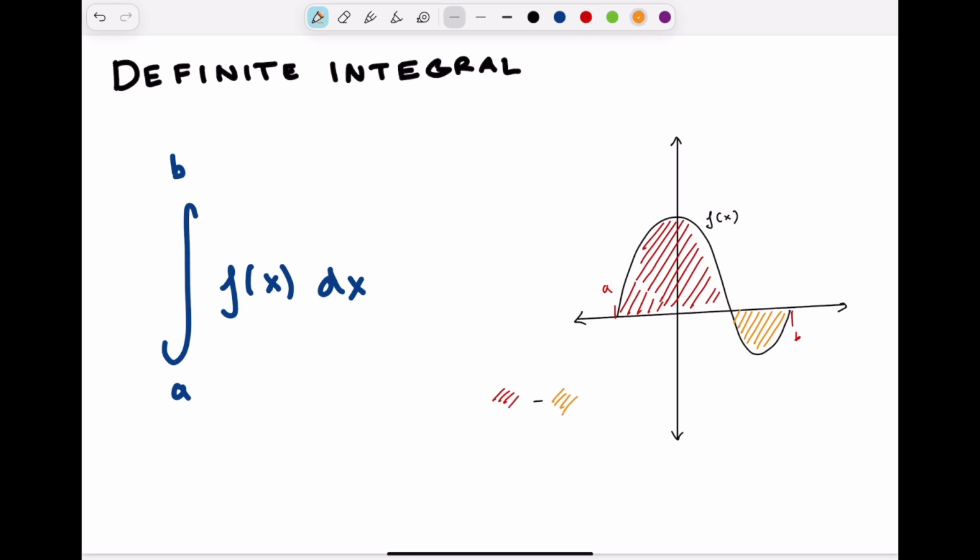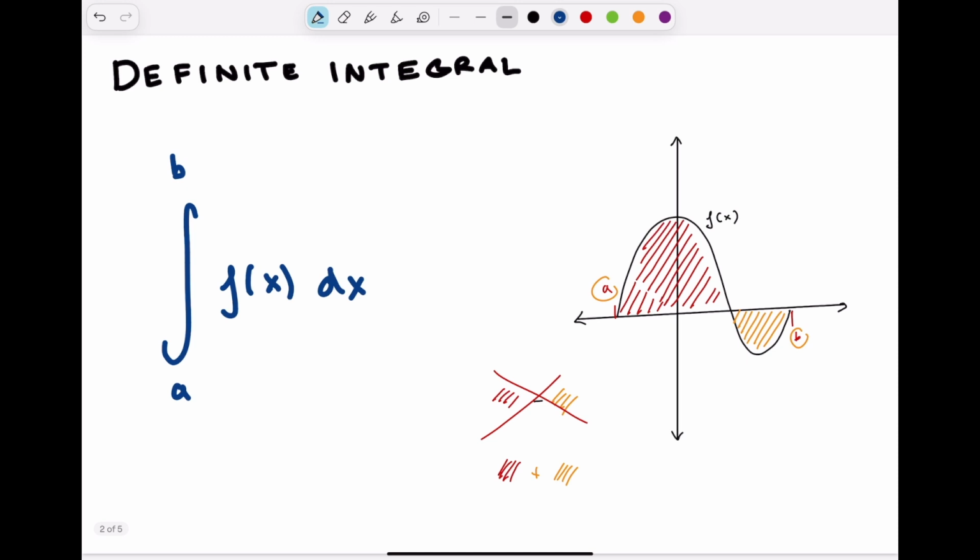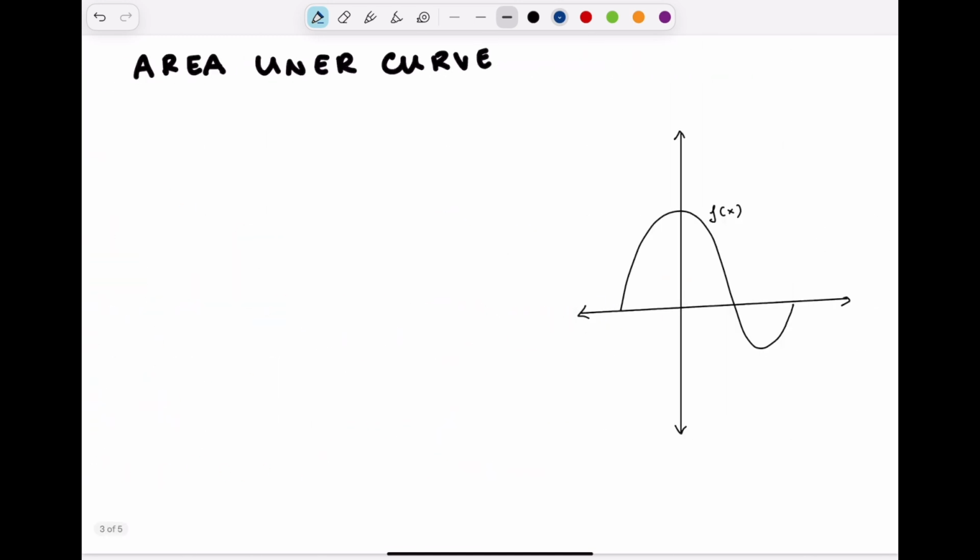However, when we're talking about the area under a curve, this is wrong, and we want the red area plus the orange area. So that's why you can't always rely on simply going from a to b, and sometimes you have to split your definite integral into a couple of parts to figure out how to get the actual area under the curve. So the area under the curve is therefore the absolute definite integral, and we can denote it as following.